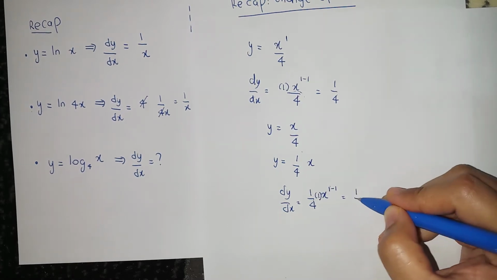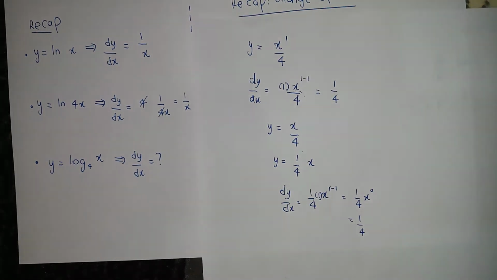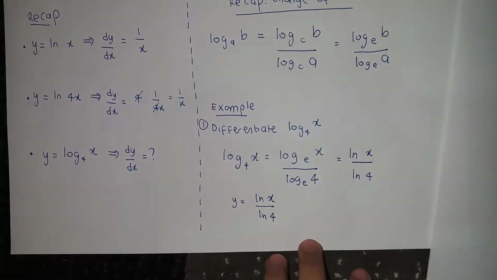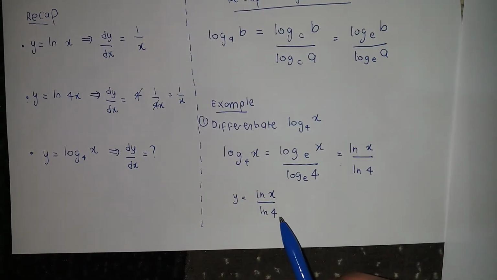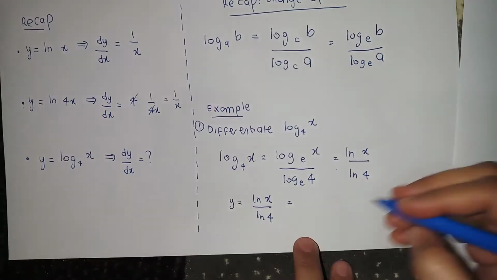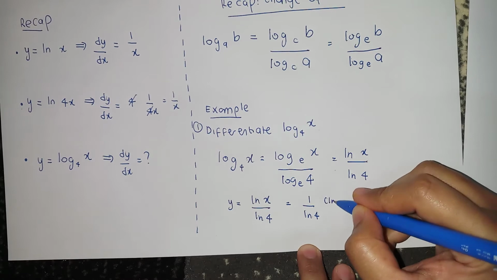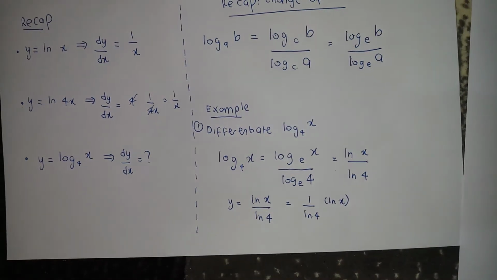So you will get 1 over 4 x power 0, which is 1 over 4. Okay, so why do I need to relate with this? Because I want to tell that ln 4 is just a constant. Ln 4 is just a constant. So therefore that one can be written as 1 over ln 4, and then we have another ln x at the back. Okay, so now we want to differentiate this one.